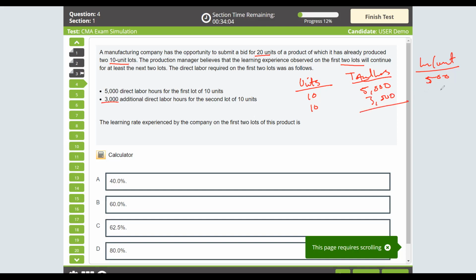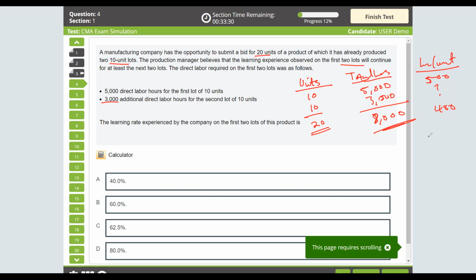Okay, we do not care about this one because we are bidding for 20. So we need to know how many hours we spent in total on the 20 units that we are bidding for. That is what is a concern for us. So we add the 5,000 for the first batch of 10, and then the second batch 3,000, which is 8,000. So 8,000 hours. When we divide 8,000 by 20, we are going to have 400. Okay, so we started with 500 and now we have 400.